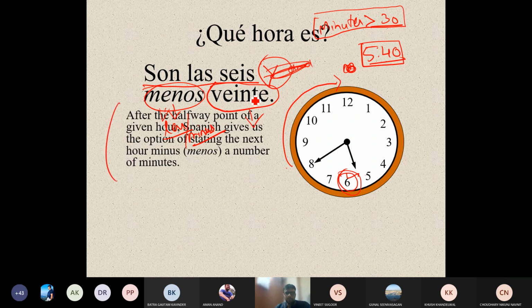The explanation given is similar: after the halfway point of a given hour, Spanish gives us the option of stating the next hour minus the number of minutes. Now, this one which I have told you is what is used in Spain and some of the South American countries. But if you search on the internet, you may find that they are simply using 5:40 as 5:40. That is mostly happening in the US, so I'm not focusing on that. Let us talk about the one which is followed in Spain.